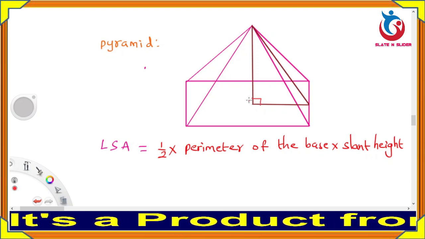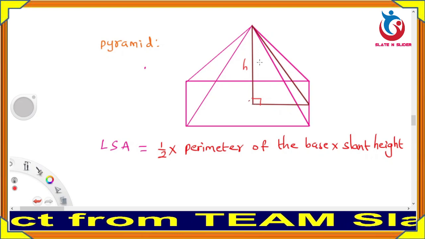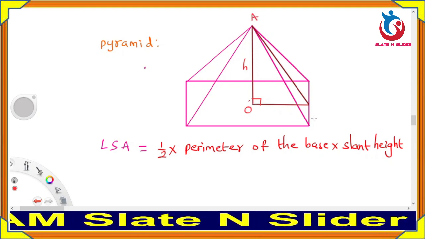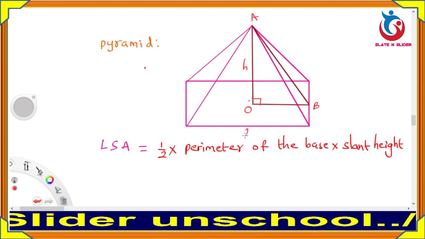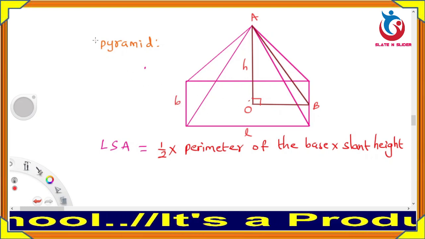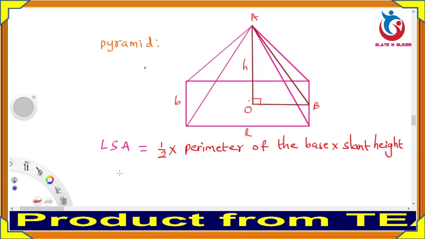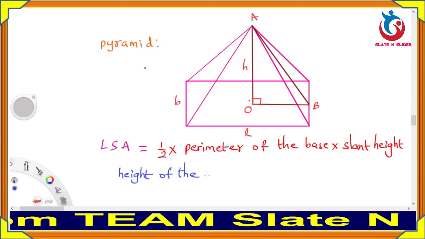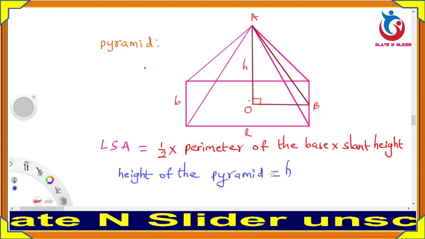So, this will be called the height, this is the height of the pyramid. Suppose I would like to keep the names O, A and B. Suppose the length is L, and this is the breadth B. So, the height of the pyramid is equal to H.